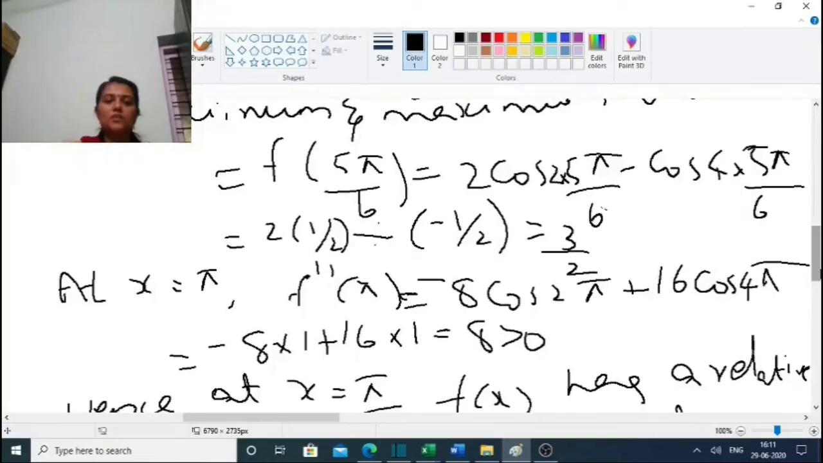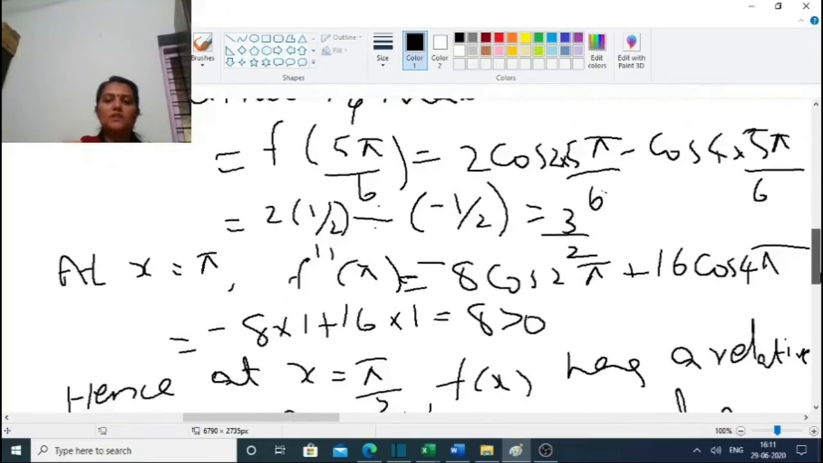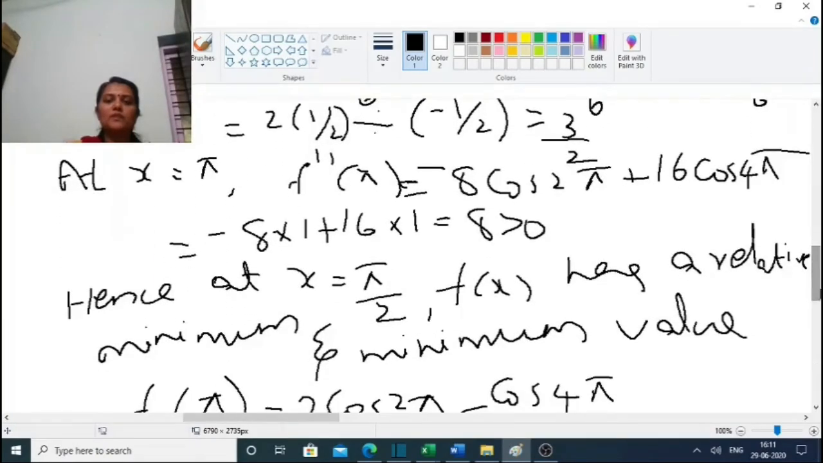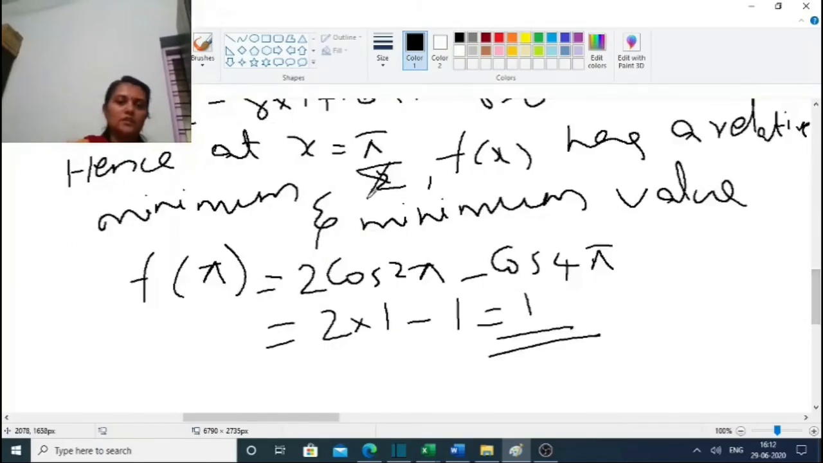Now at x equal to pi, f double dash of pi is equal to minus 8 cos 2 pi plus 16 cos 4 pi, which is equal to minus 8 into 1 plus 16 into 1, which is equal to 8, greater than 0. Hence at x equals pi, f of x has a relative minimum, and the minimum value is equal to f of pi, which is equal to 2 cos 2 pi minus cos 4 pi, which is equal to 1.